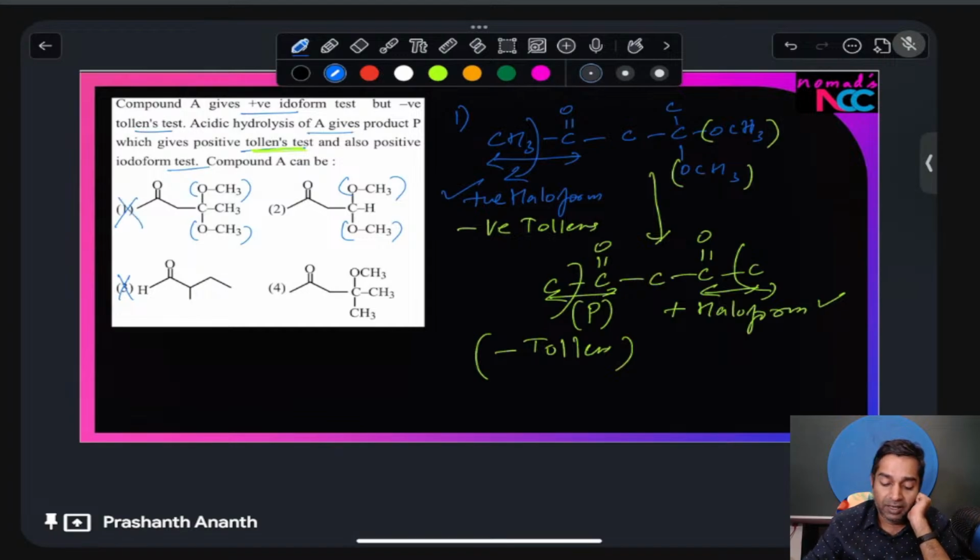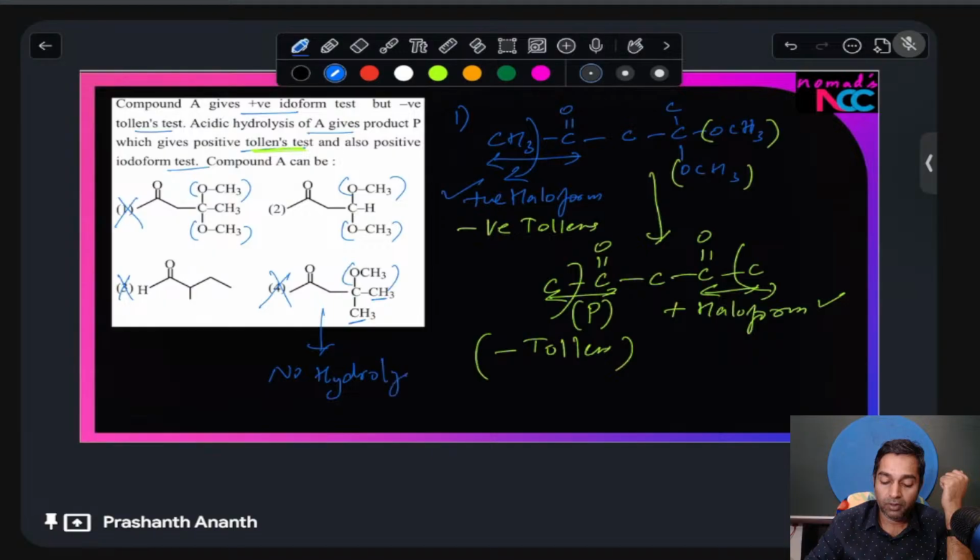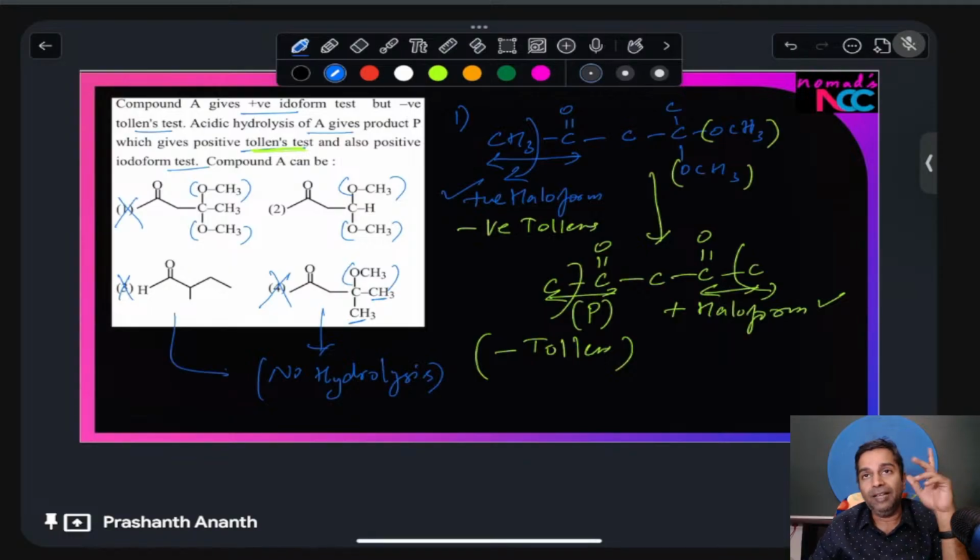Okay, all right. D also we can rule out because there's going to be no hydrolysis here, because it's not an acetal. So no hydrolysis happens here. So straight away we can rule it out. Why is this wrong? No hydrolysis. They are both the same compound, so no meaning there. This also has no hydrolysis, so that's why it's also going to be out. If there is no hydrolysis, then compound A and compound P are the same. They should not give me different tests. If they are giving me different tests, that means some reaction is happening there.